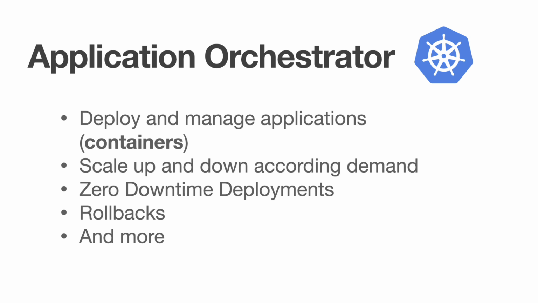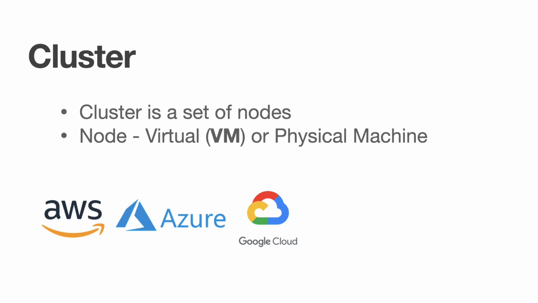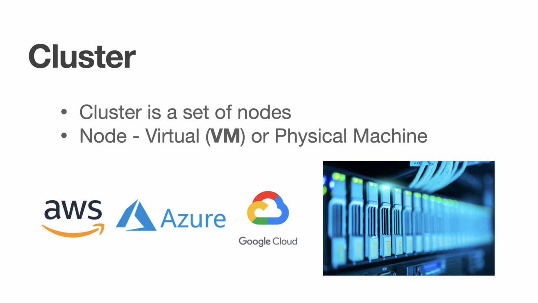Now, when we talk about Kubernetes, we need to first understand what a cluster is. A cluster is a set of nodes, where a node can be a VM or a virtual machine, and these can be running on the cloud such as AWS, Azure, or Google Cloud, or even on premises.